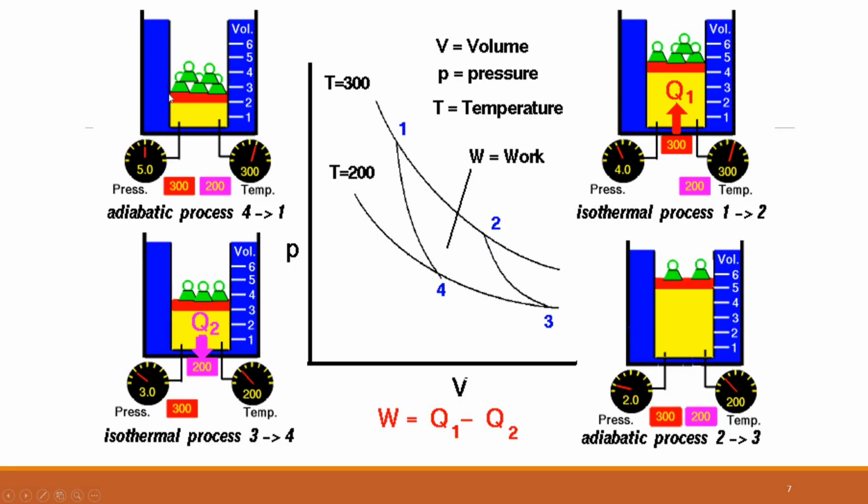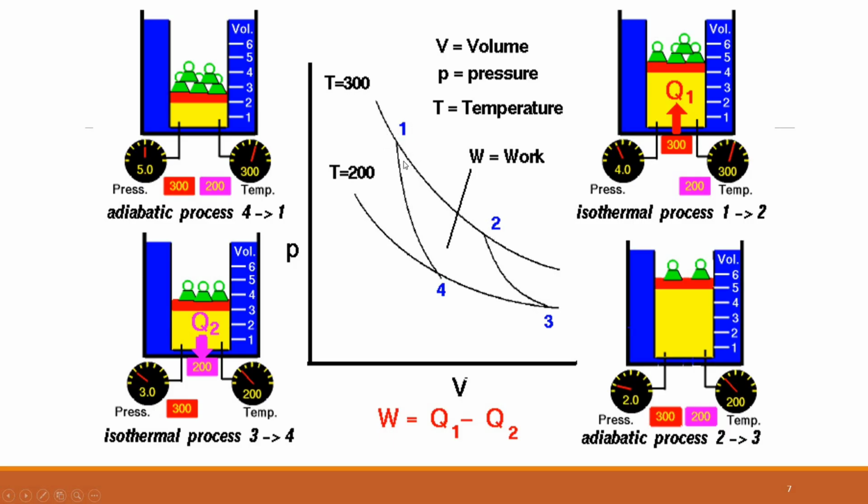The piston's position determines the volume of the gas, while the weights placed on it determine the pressure inside the cylinder. Initially, the gas is at a high temperature, high pressure, and low volume. This is referred to as state 1 on the pressure, volume, PV diagram.